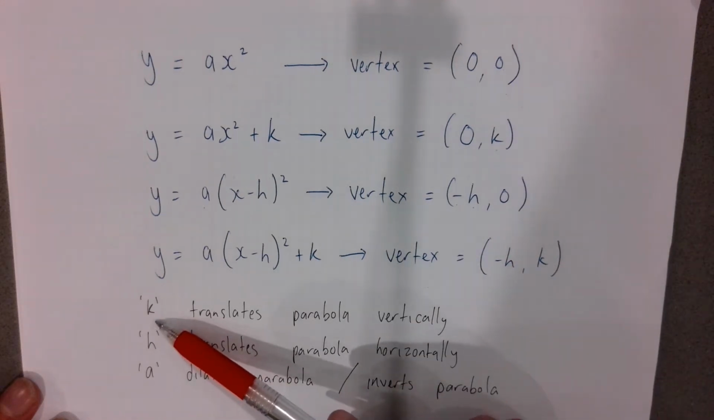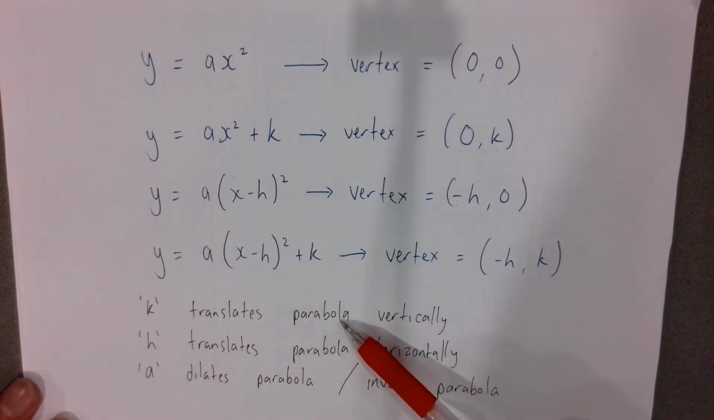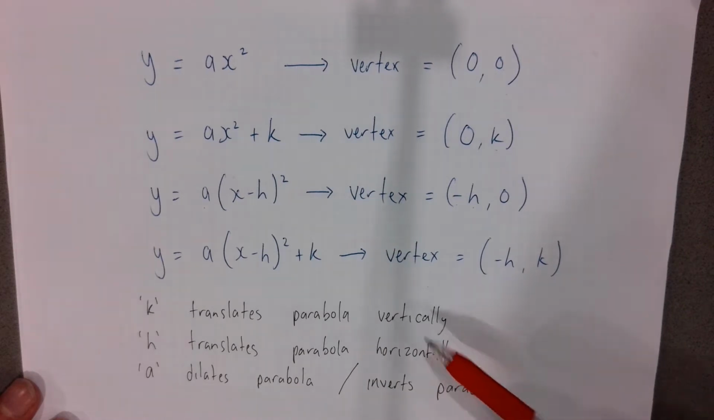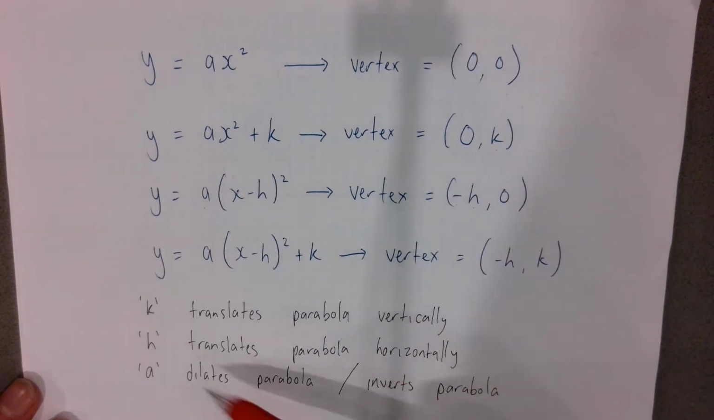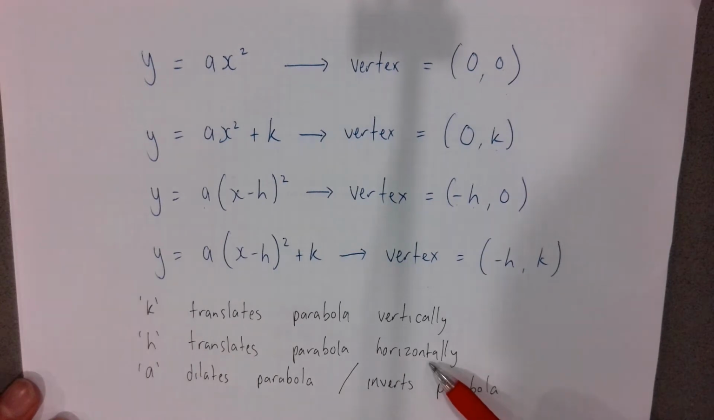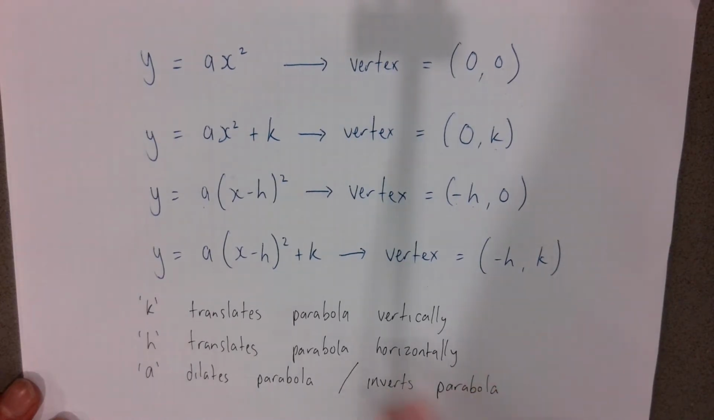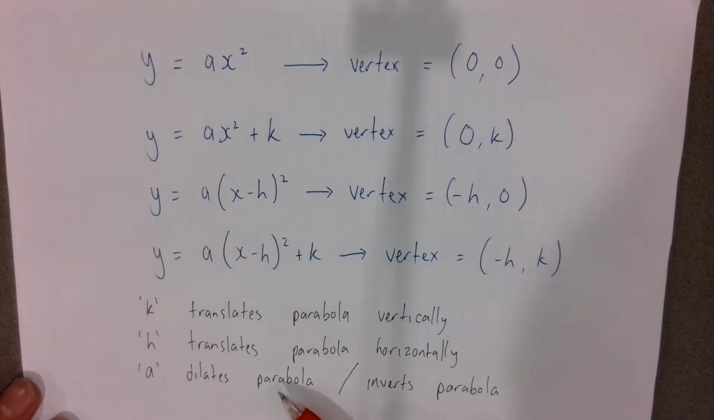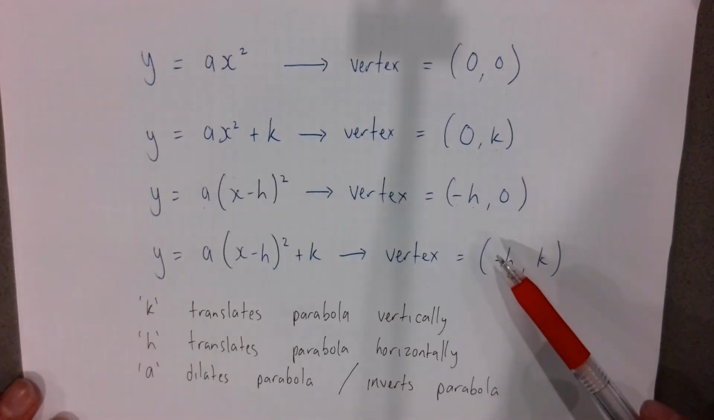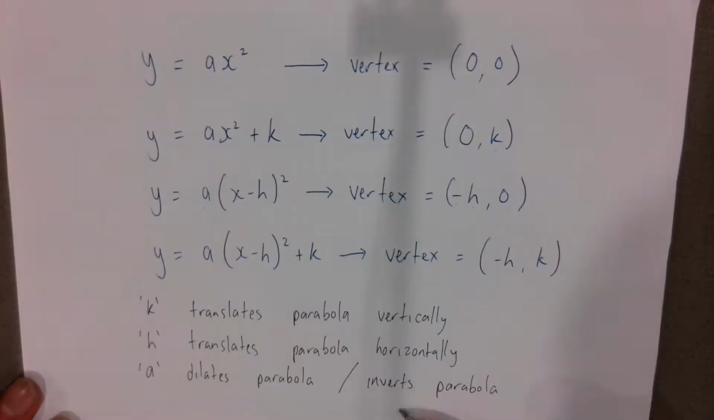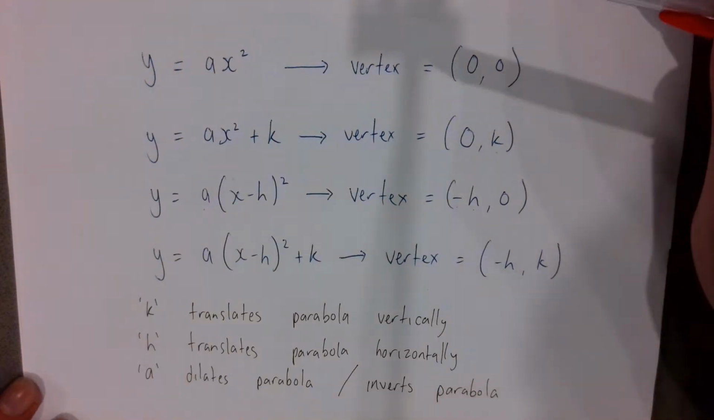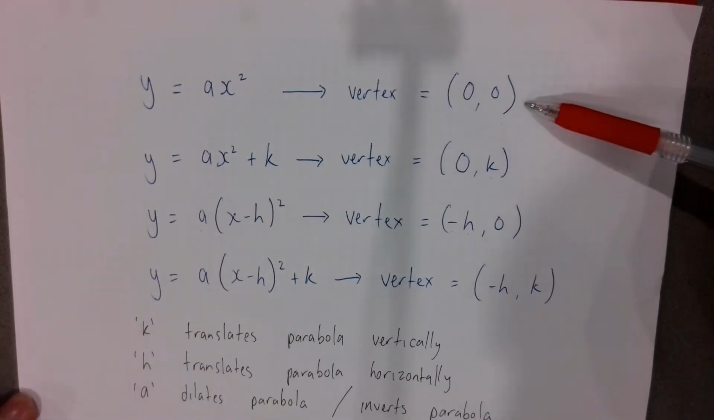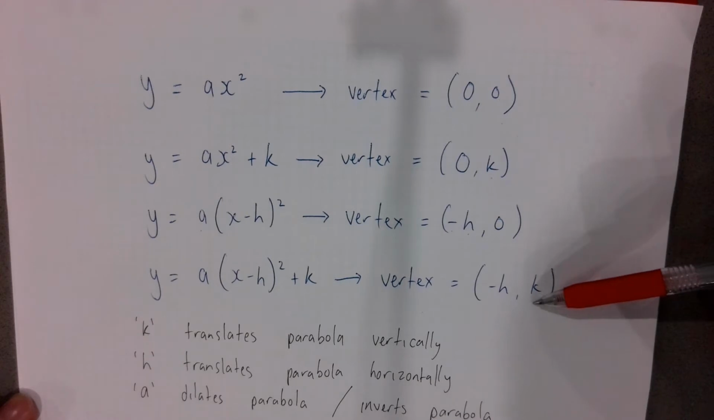Remember, the value of k translates that parabola vertically, so it moves that parabola up and down. The value of h translates the parabola horizontally, so left and right. We know that a, going back, dilates the parabola, so makes it wider or narrower, but also flips it so it opens upwards if it's a positive value of a, and opens downwards if it's a negative value of a. The vertex for each of these formats of the equation is given.